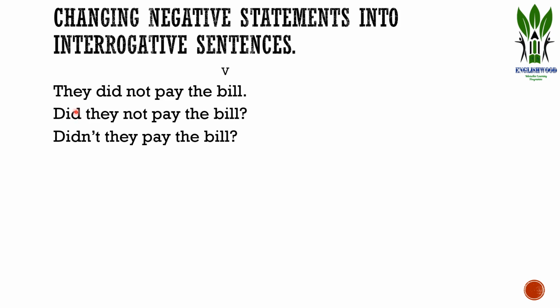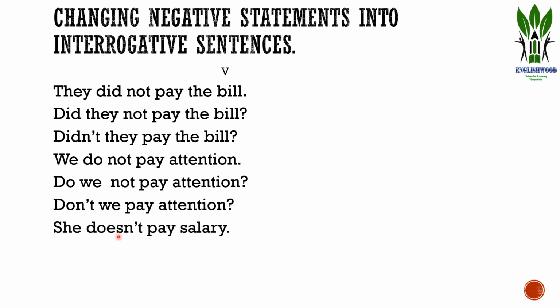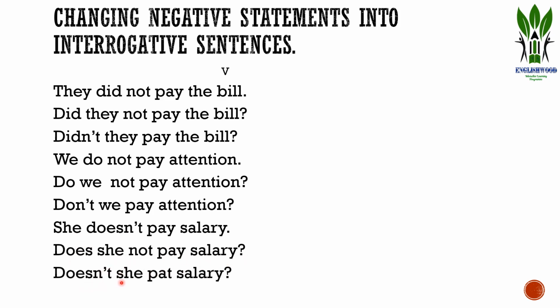If you are starting with did only, then did plus subject, then not. Did they not pay the bill? But if you are using negative directly, then didn't they pay the bill is equally right. We do not pay attention. Do we not pay attention? Don't we pay attention? Alright. She doesn't pay salary. Does she not pay salary? Doesn't she pay salary? Alright. So you have to remember the sentences. You have to drill again for certain, you have to make the sentences your own. That is the best way of learning.